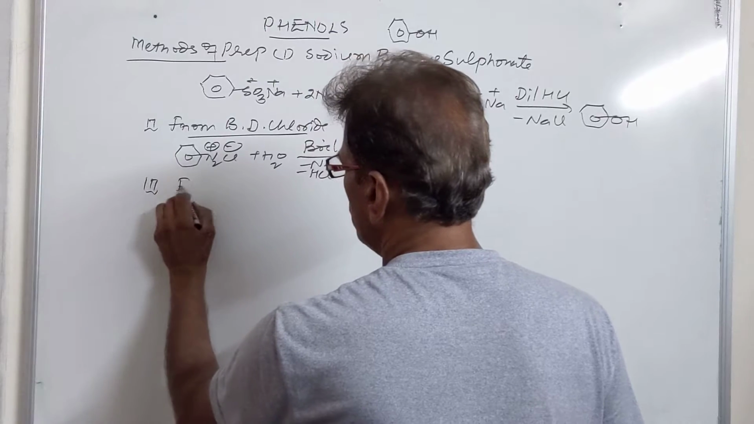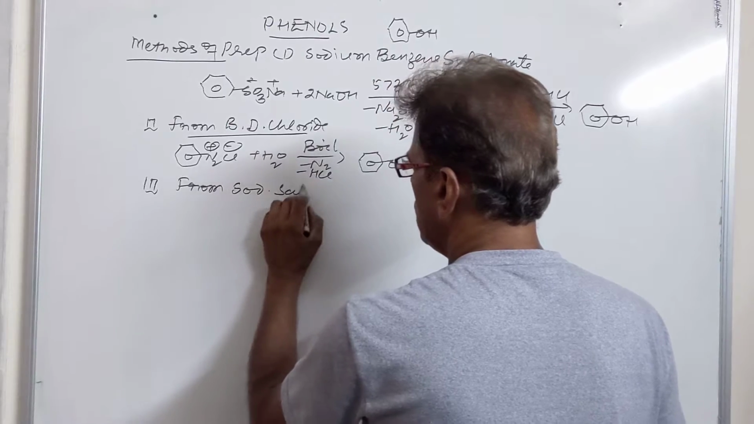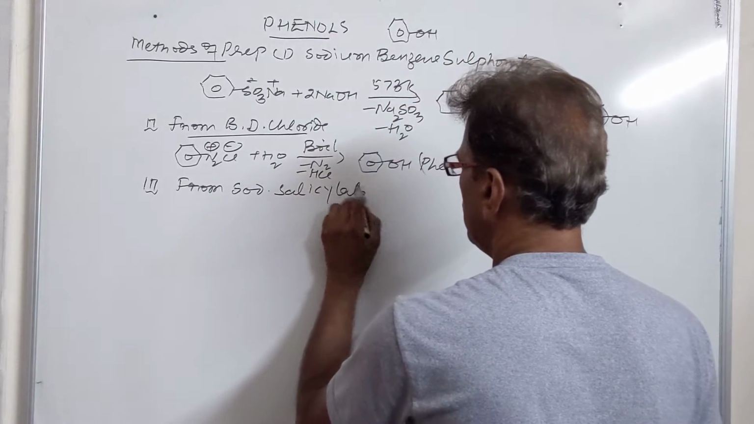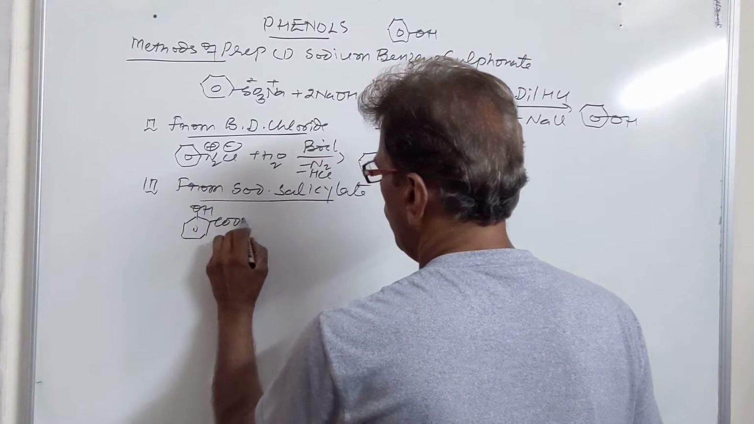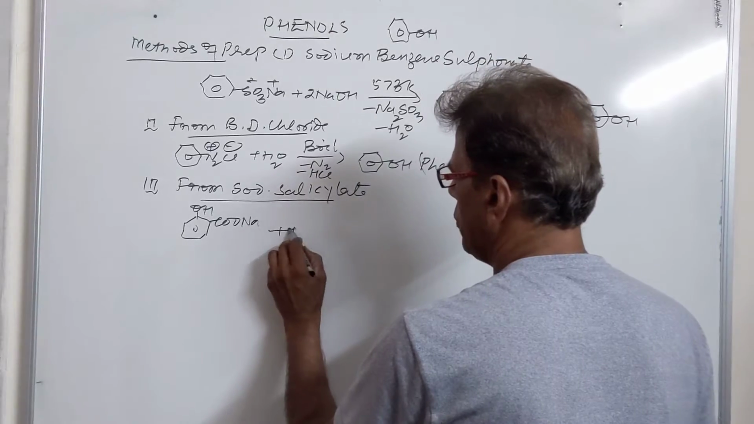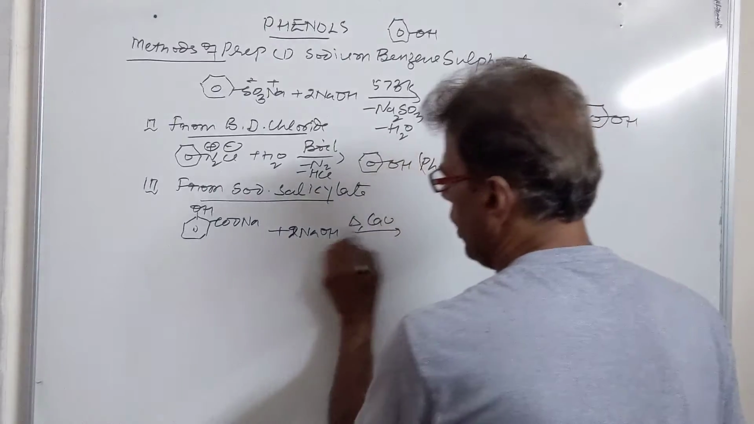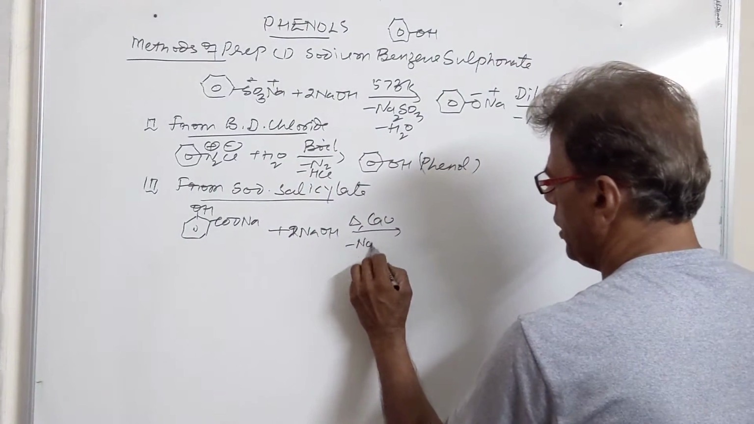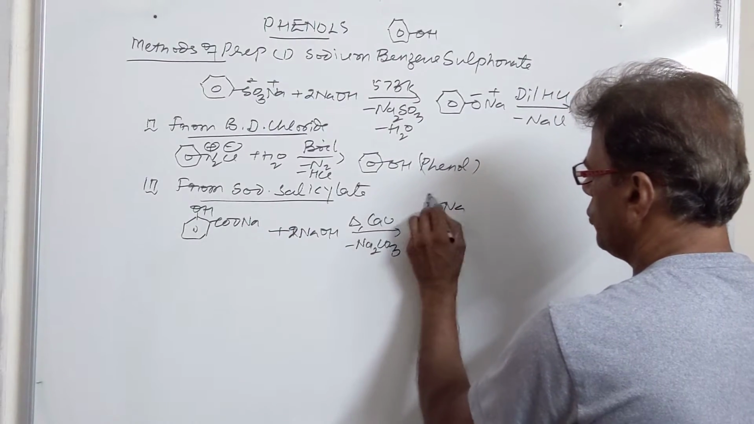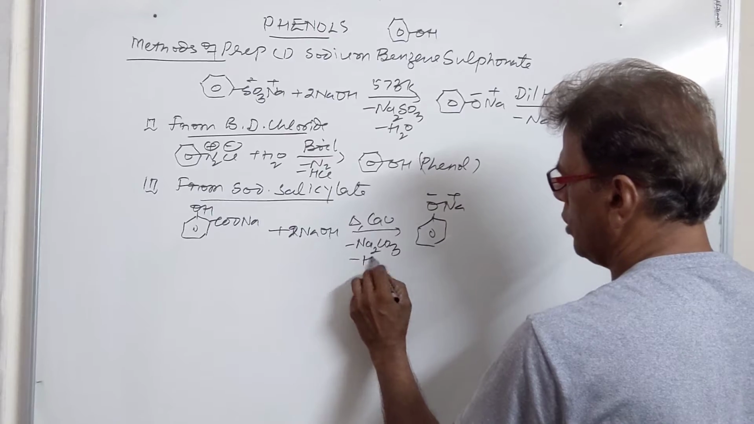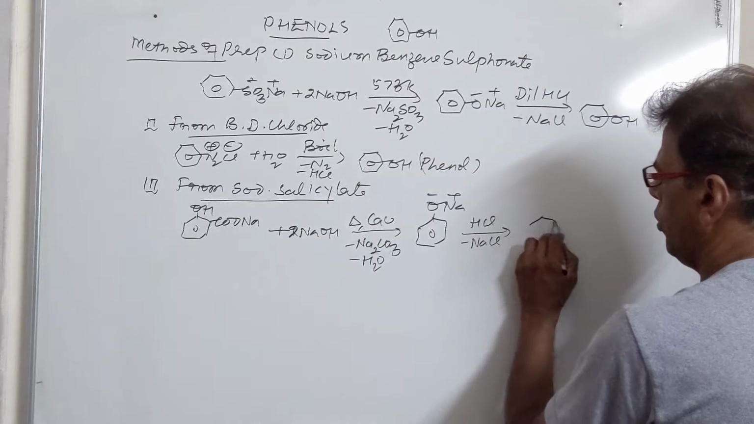Third method is from the sodium salt of salicylic acid, that is sodium salicylate, COONa. It is treated with 2NaOH in the presence of calcium oxide, this is soda lime mixture. Then we'll be eliminating sodium carbonate and we get ONa, that is sodium phenoxide, and loss of water molecule is there. This on treatment with dilute HCl will give you phenol.